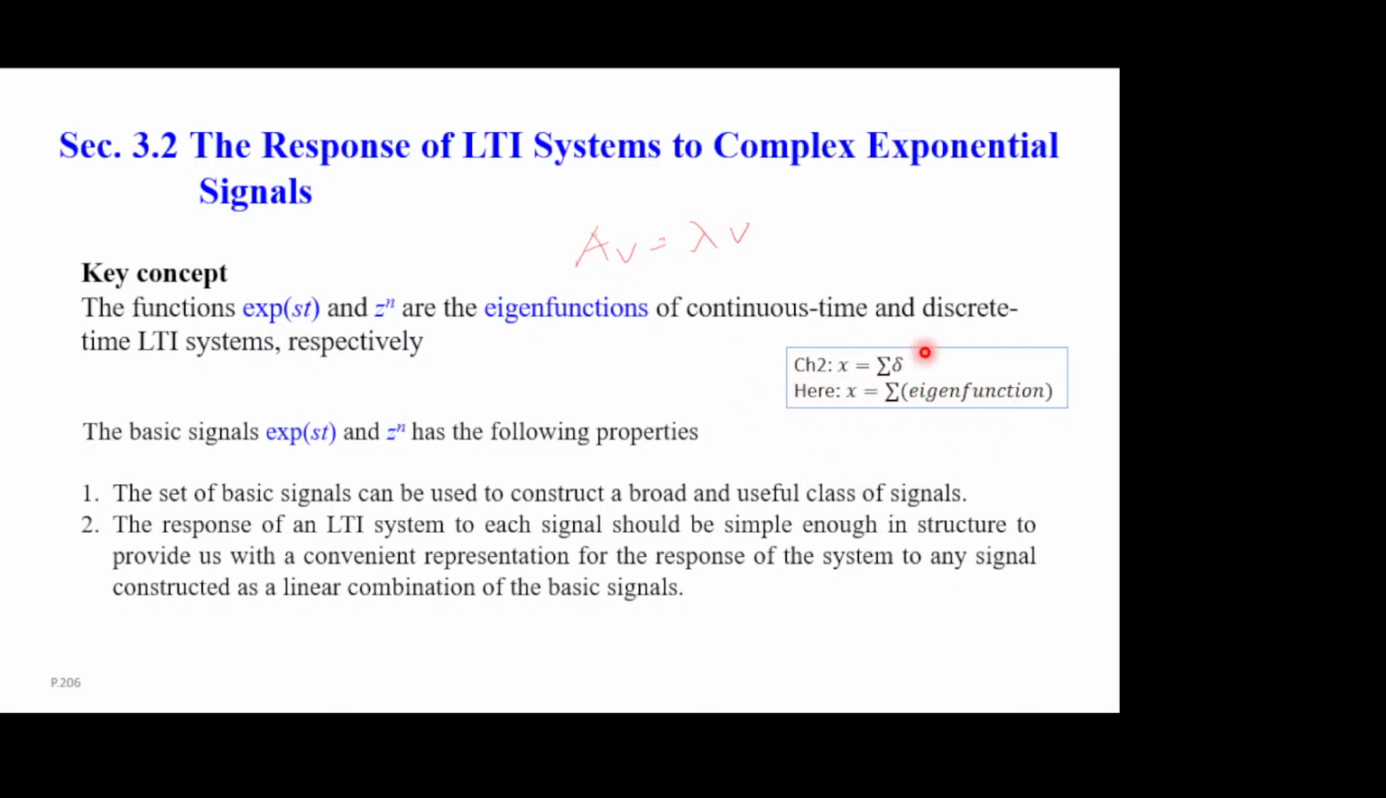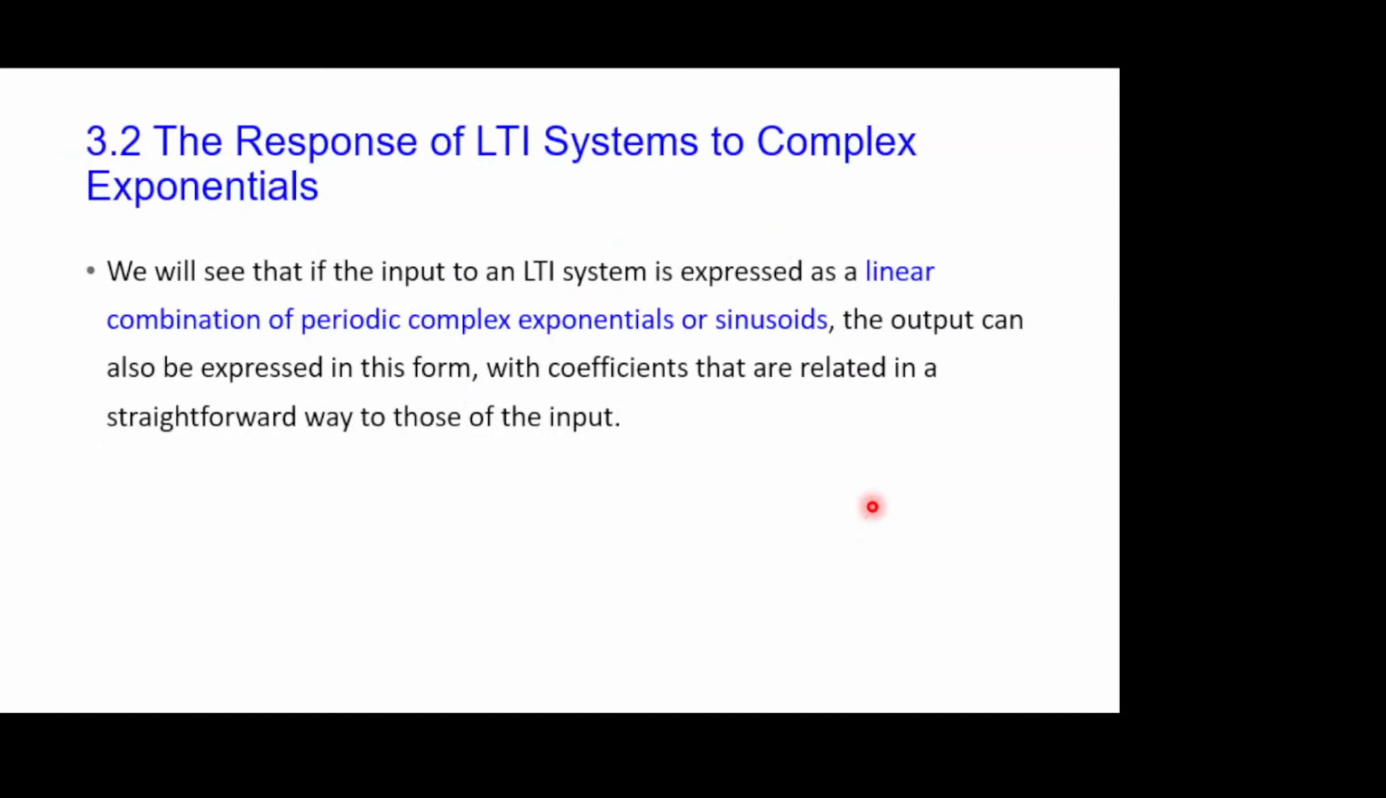In chapter 2, we analyzed LTI systems by decomposing the input into impulse functions. We said x is a summation of a whole bunch of impulse functions, and we looked at the response of the system to each impulse function. Here, we are going to write our input x as a summation of a whole bunch of eigenfunctions, and the eigenfunctions are those two things. Then the response to each eigenfunction is the eigenvalue times the eigenfunction. That's a lot of spoiler.